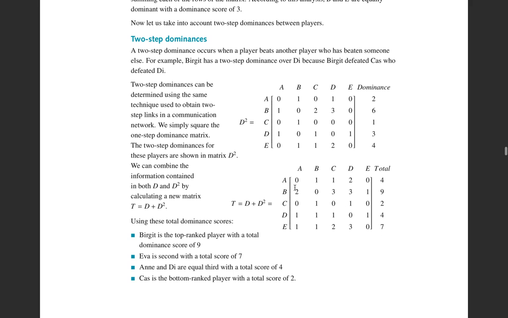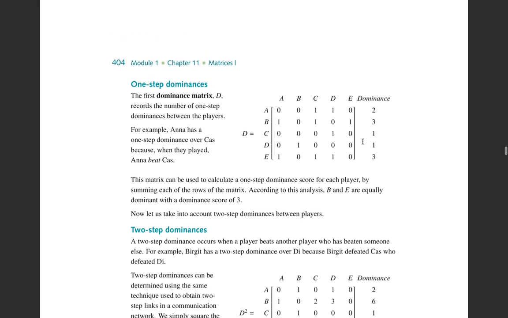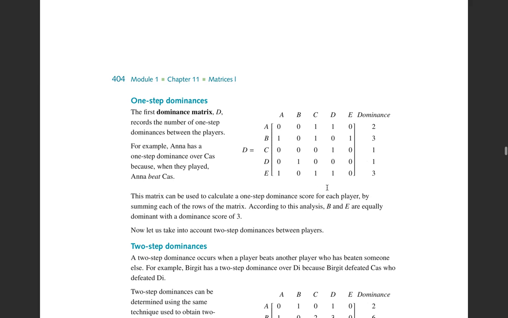So you can see here that B is clearly the overall winner of this tournament, followed closely by E. If we have a look at just the one-step dominances, B and E actually have the same amount of one-step dominances.